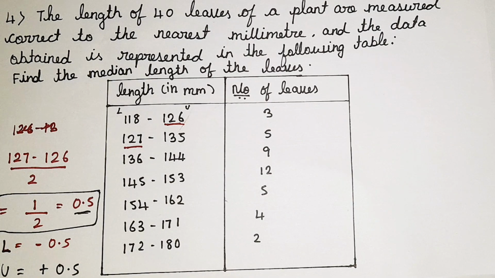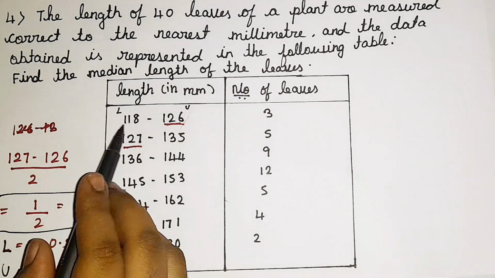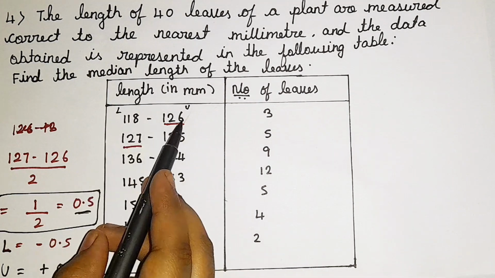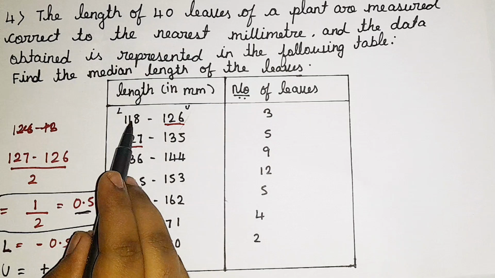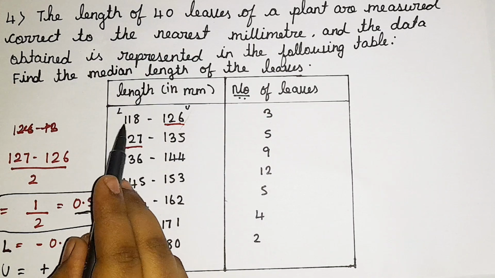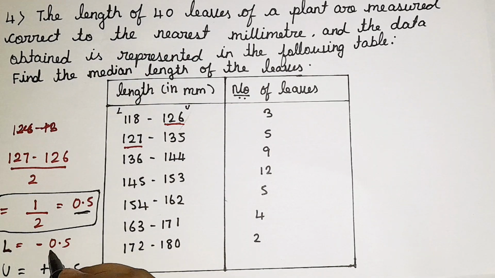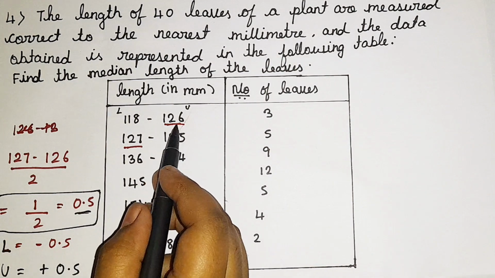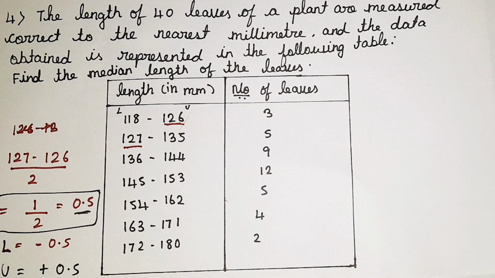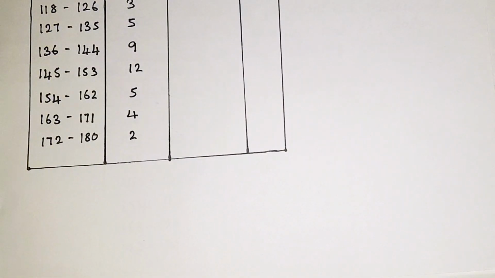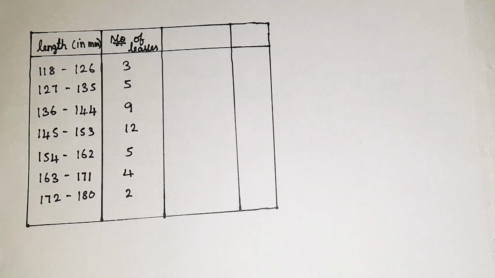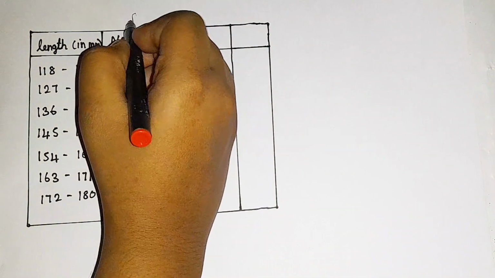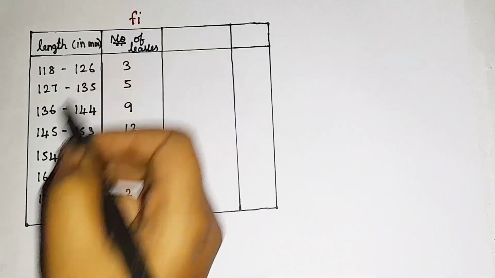With which number are we supposed to subtract it? Here we'll get a lower limit and upper limit. In this 118, that is the lower limit, we are supposed to subtract 0.5. And here the upper limit is 126, we are supposed to add 0.5. So I'll make another table. Alright guys, so I just do the table here. First of all, this is frequency.